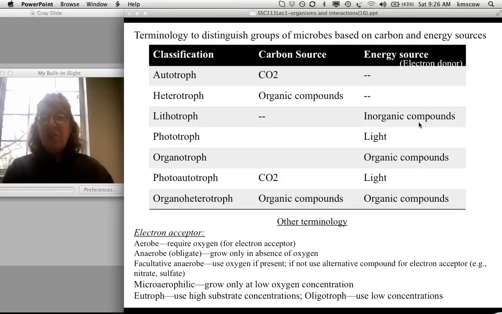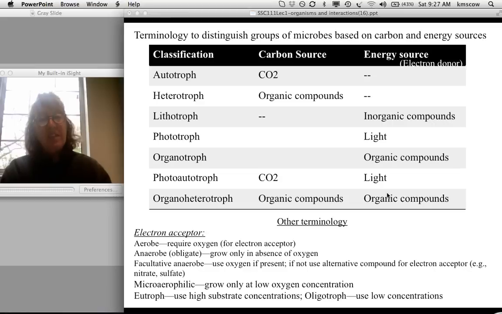And then in terms of the energy source, there are organisms that get their energy from inorganic compounds, lithotrophs, rock eaters, litho, inorganic compounds; light, phototrophs; and organic compounds, organotrophs. And then you put the two words together to do the proper description of an organism. So a photoautotroph gets its energy from light and its carbon from CO2. A phototroph is like a plant or a cyanobacteria among microbes. And then we have organoheterotrophs, who get their carbon and energy both from organic compounds.